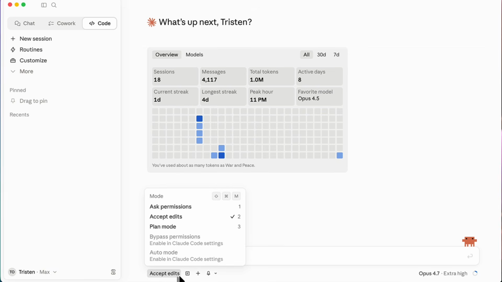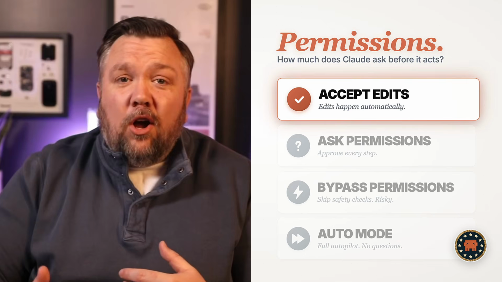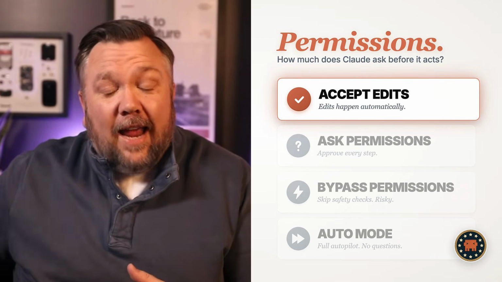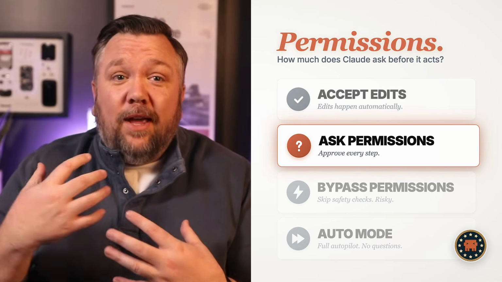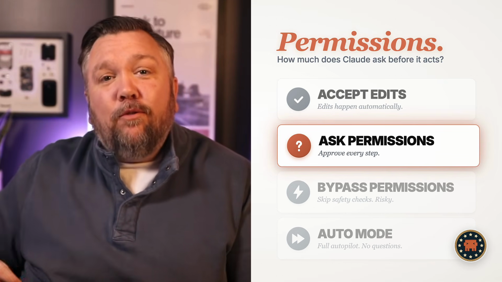Now, one of the most important sections, and I'm telling you, the most important section, you see it on the bottom left. It says accept edits. You have a few options here. Accept edits means that Claude is going to make changes as they go, and they're going to do it automatically without asking you. Ask permissions is where Claude shows you each change that it's making, and then it's asking you to approve it every single time before it moves on to the next step.